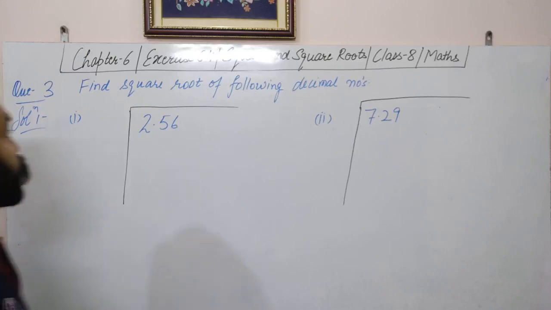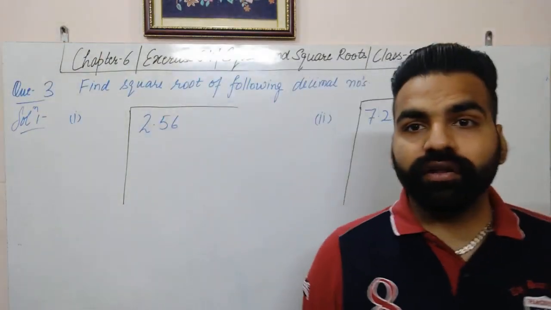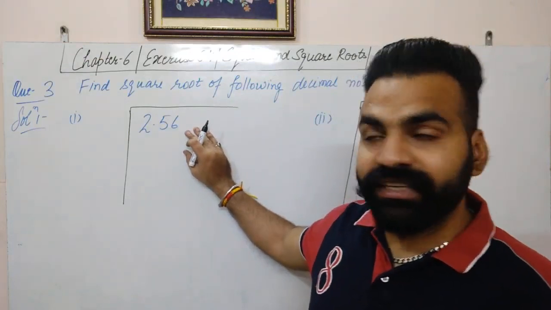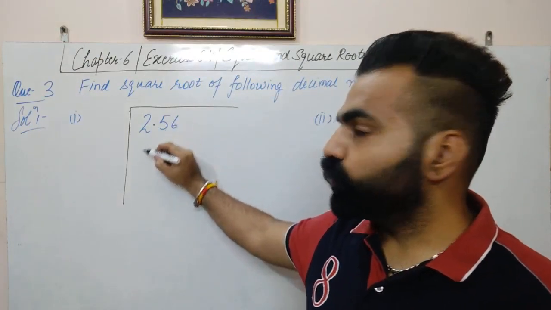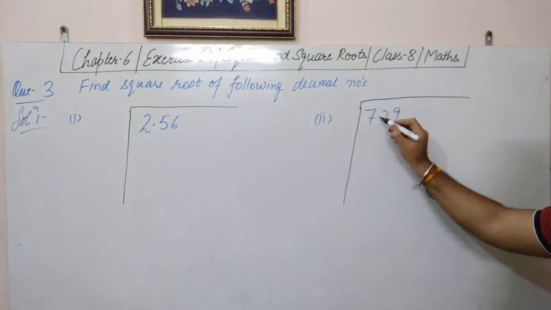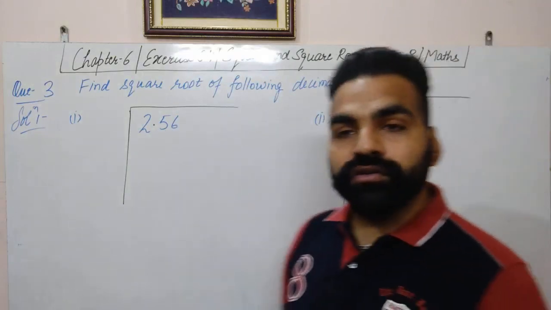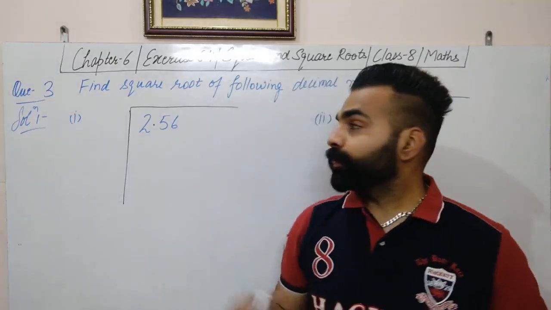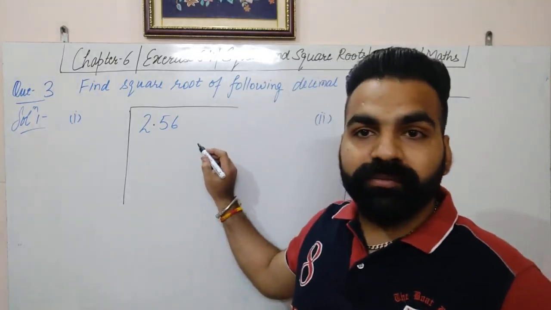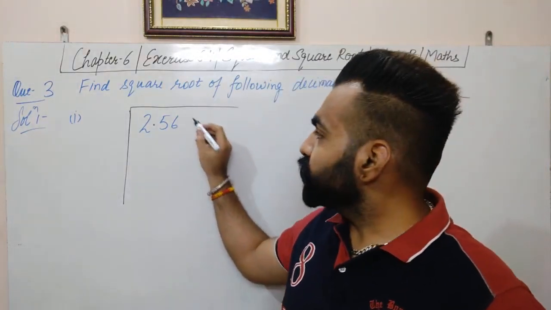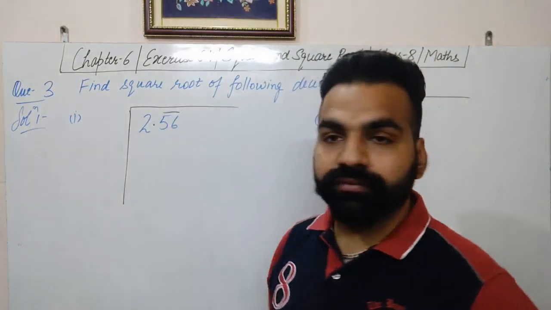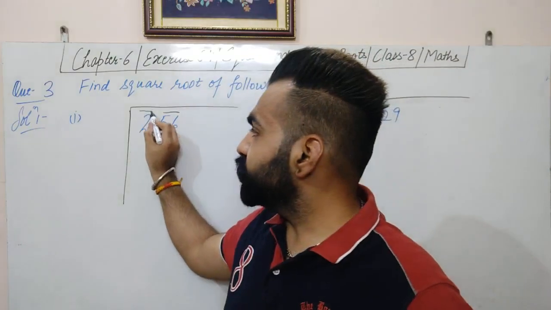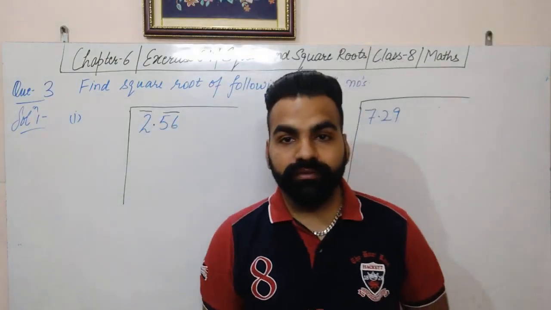So now question number 3: find the square root of the following decimal numbers. So we have to find the square root of these decimal numbers. First is 2.56, second is 7.29. The same procedure is followed as we did in the division method. First of all we will make pairs from the right hand side. So the first bar will be put on 56. Now 2 is left alone, a single digit, so one bar will be on 2.